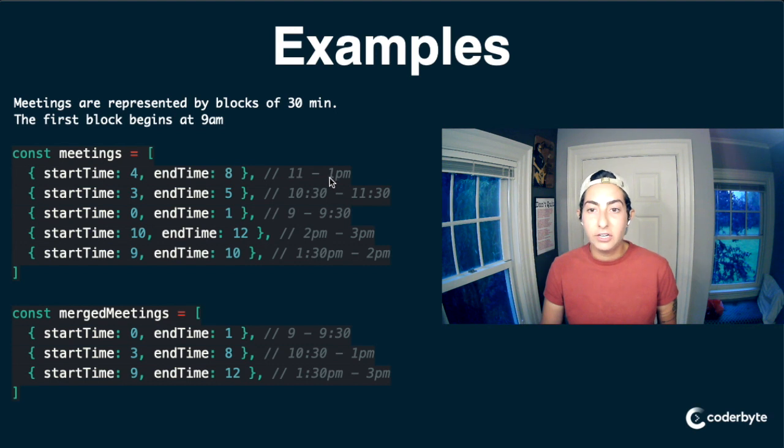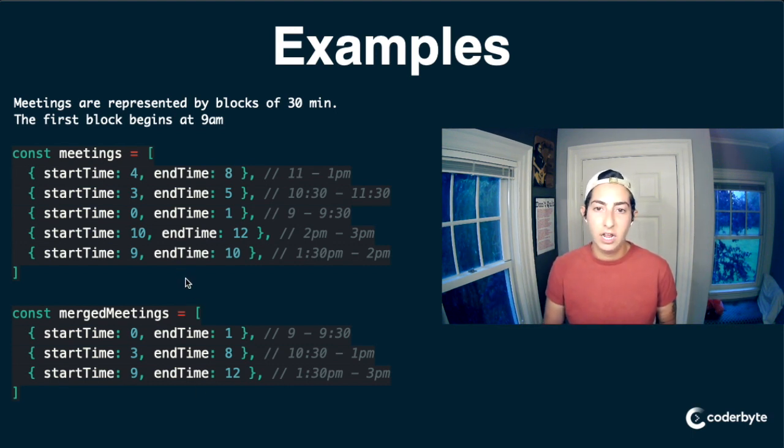So really, nobody is free from 10:30 to 1, right? Because there's an overlap in those ranges. So we have to find the times that nobody has any meetings. So I hope that's clear exactly how we're doing this.